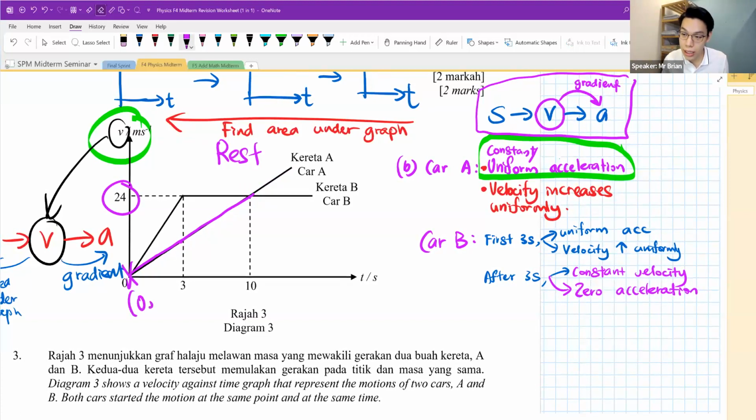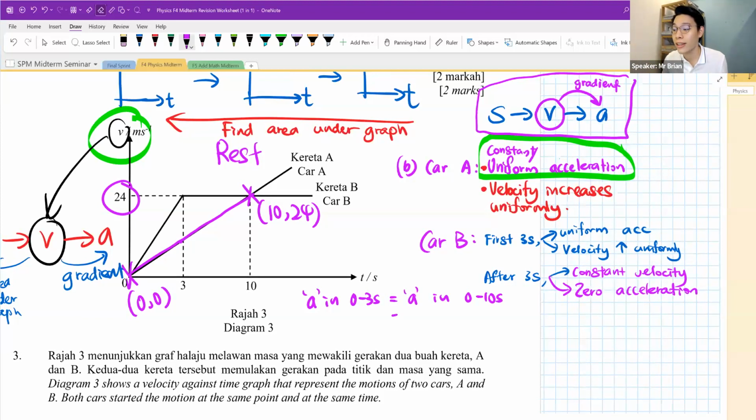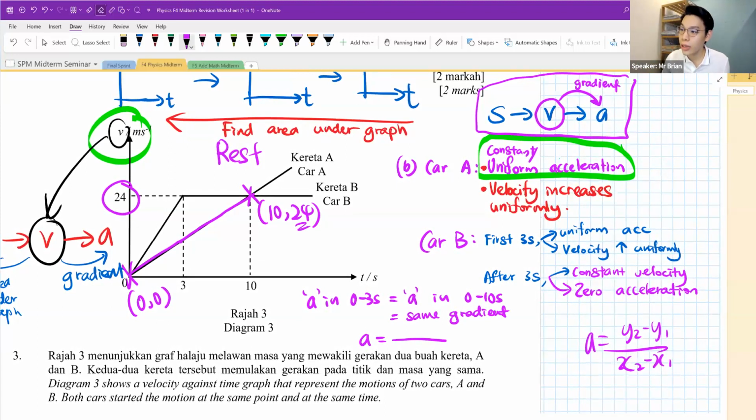Yes, 2.4 is correct. So this here is 0, 0. This here is 10, 24. Right? So acceleration in 0 to 3 seconds is equal to acceleration in 0 to 10 seconds. Because same gradient. Can understand? So the acceleration is just finding the gradient. This one is maths already, not physics already. You take the y coordinate 24 minus the y coordinate of 0. You take 10, the x coordinate minus the x coordinate of 0. You get 2.4 meter per second squared. Can or not? Okay, meter per second squared. Okay, very good.